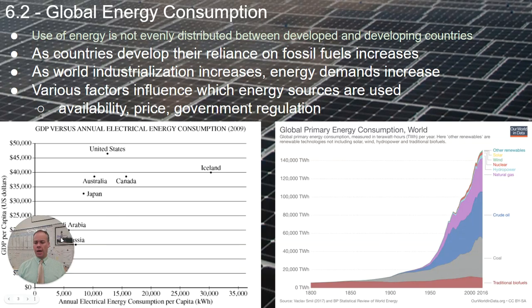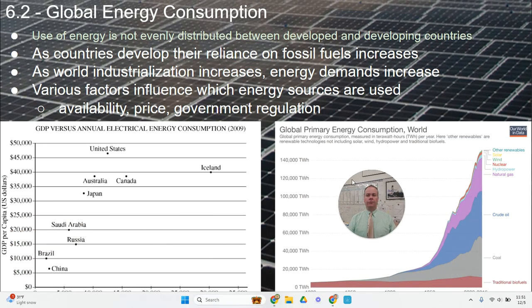In this topic, we're focused on energy consumption. And so when we think about the consumption of energy from around the world, it's not evenly distributed. The amount of energy used by the developed world versus the developing world is quite different. And if we think about economies as they move through the demographic transition and industrialize, that typically means those countries are going to be utilizing more energy. They're going to have higher requirements for energy as their economies shift through that demographic transition.